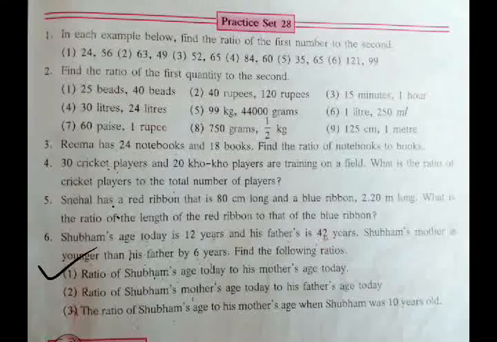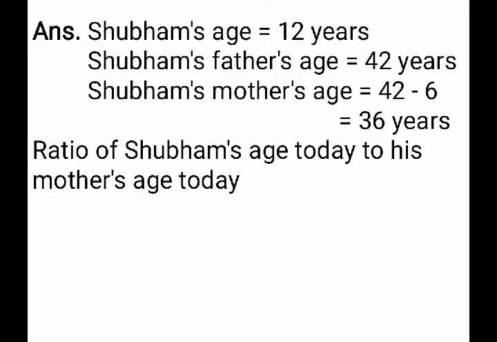First ratio you have to find: ratio of Shubham's age today to his mother's age today. You have to write the statement. Ratio of Shubham's age today to his mother's age today is equal to Shubham's age today, how much has been given? 12 years. Shubham's mother's age is how much? 36 years. So you have to write the ratio form, 12:36. Now write the fraction form of Shubham's age today to his mother's age today to find the ratio. That is 12/36.